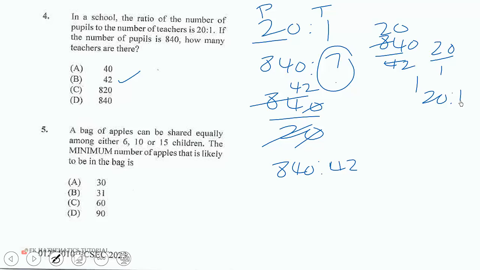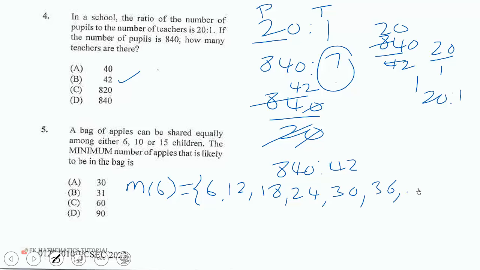A bag of apples can be shared equally among either 6, 10, or 15 children. The minimum number of apples that is likely to be in the bag is. So to find the minimum number of apples, you find the least common multiple of 6, 10, and 15. So let's list the multiples of 6. Multiples of 6 are 6, 12, 18, 24, 30, 36, and so on.